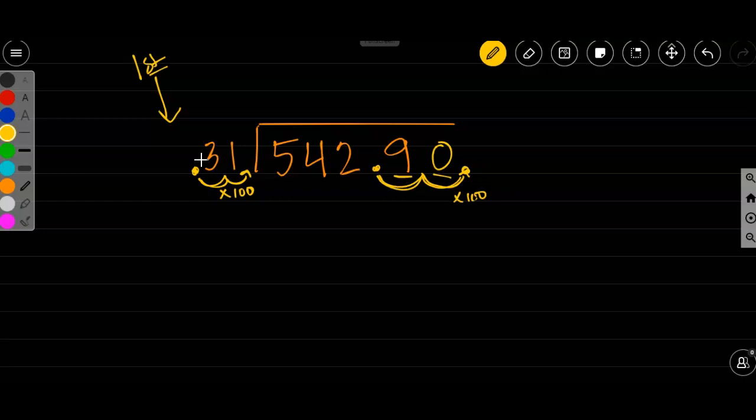Okay, so I'm going to erase some of these extra things to make it less confusing. Oh gosh, I need to put my 3 back.